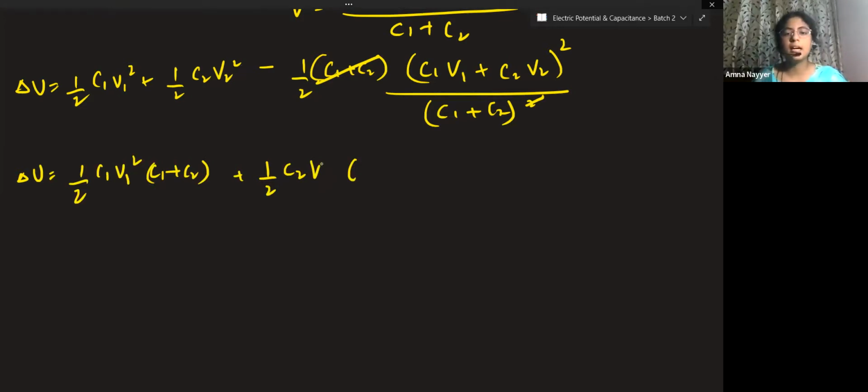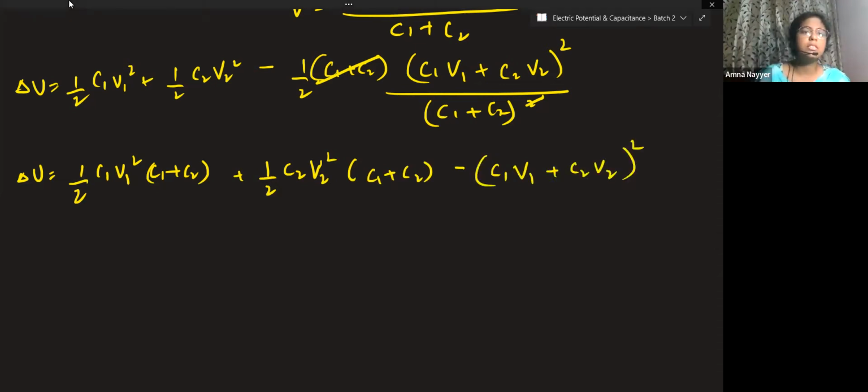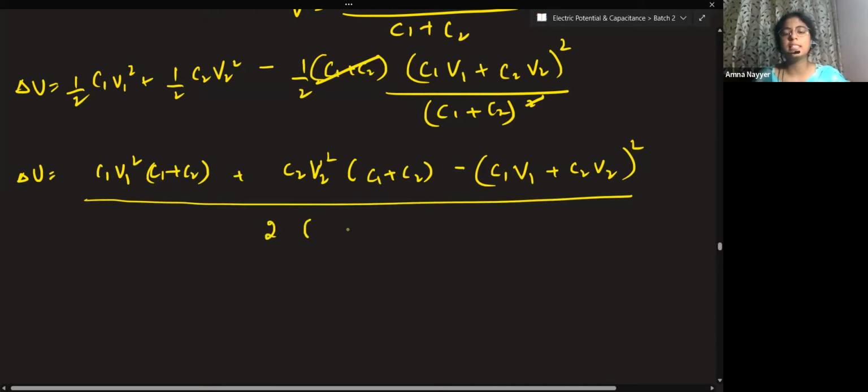This is C1 plus C2, this will be the same, there is no difference over here. This is C1 V1 plus C2 V2 whole square of it. Since we have already taken it common, we can write that 2 in the denominator along with C1 plus C2. This is how you take the LCM.